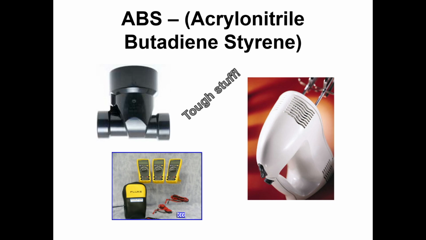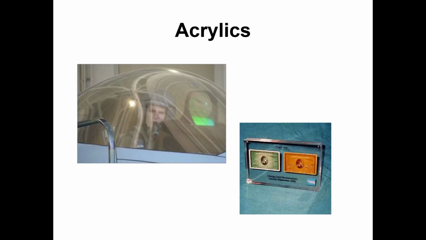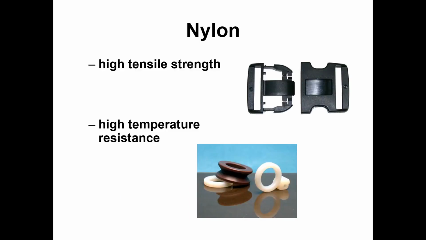Like here's a picture of a blender and some little meters there. It's a very tough plastic, so it's good for things that are going to take a beating. And then there's acrylics. Acrylics are clear, so if you need something clear, there's that. There's nylons, which is one of the first polymers that were made. These have very high tensile strength, stronger than steel by weight anyway, but you need a whole lot of it to get the same strength. Anyway, high temperature resistance for a plastic.